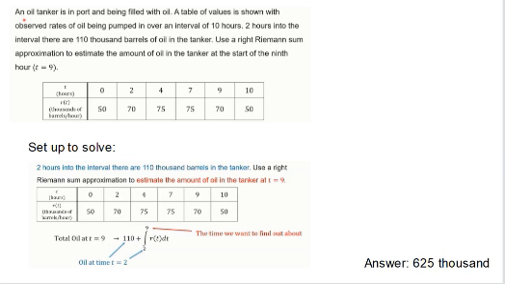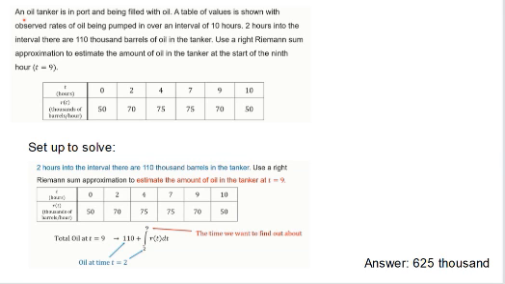This is a tabular type problem. And this is very common on the AP exam for them to give you information in a table. Does not make it any harder. It just means you need to know how to attack it. An oil tanker is in port and being filled with oil. A table of values is shown with observed rates of oil being pumped in over an interval of 10 hours.